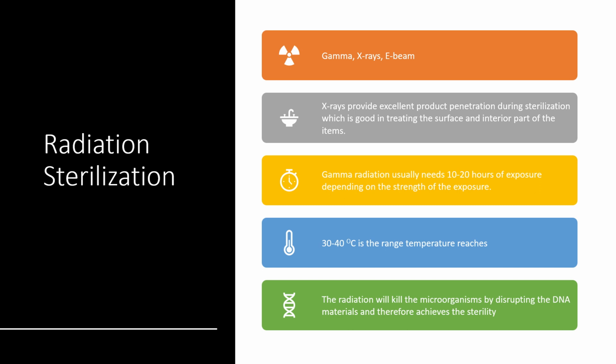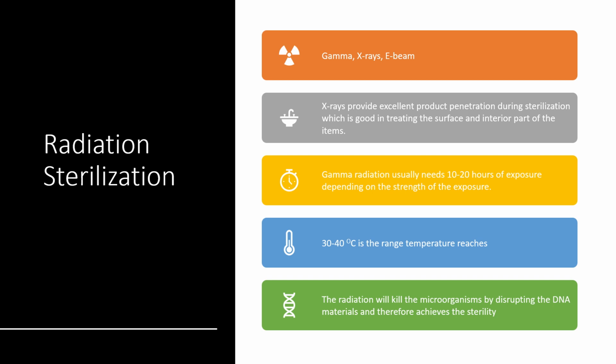Now let's explore the fascinating world of radiation sterilization, a highly effective method utilized in various industries, including healthcare and food processing. Radiation sterilization encompasses several forms of radiation, including gamma rays, X-rays, and electron beam radiation. Each of these methods offers unique advantages and applications in sterilizing a wide range of materials and products. X-rays, for instance, provide excellent product penetration during sterilization. This means they can effectively treat both the surface and interior parts of items, ensuring thorough sterilization throughout.